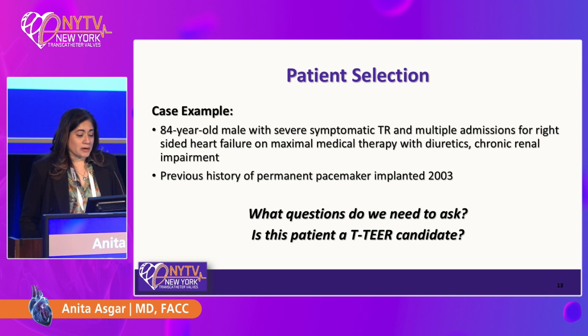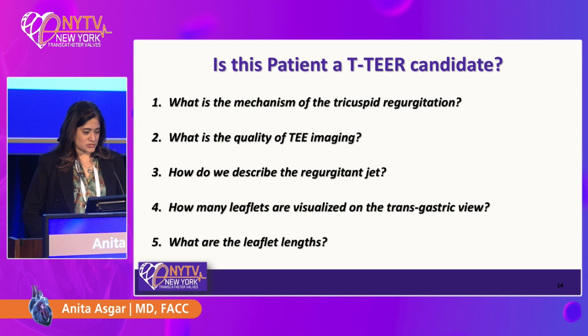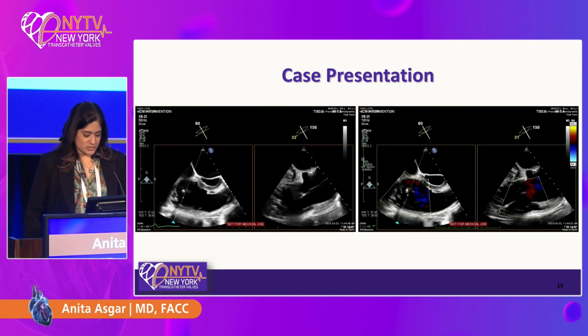So we have an 84-year-old male with severe symptomatic TR, multiple admissions for right-sided heart failure. He's on maximal medical therapy with diuretics. He also has chronic renal impairment. He also has a previous history of a permanent pacemaker implanted 20 years ago. So what questions do we ask, and is this patient a T-TEER candidate? So these are our 5 questions. This is the case.